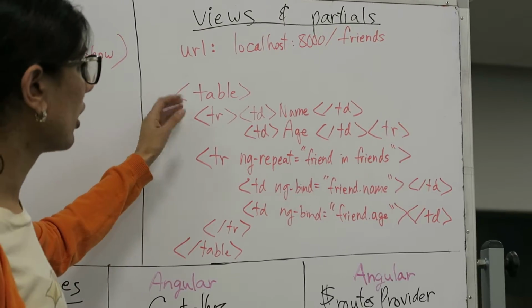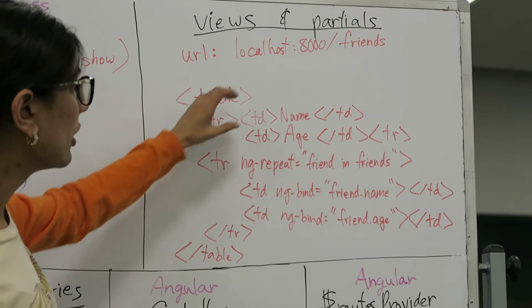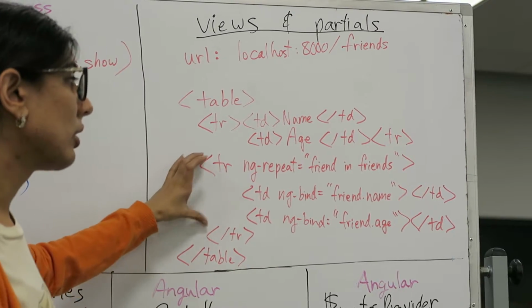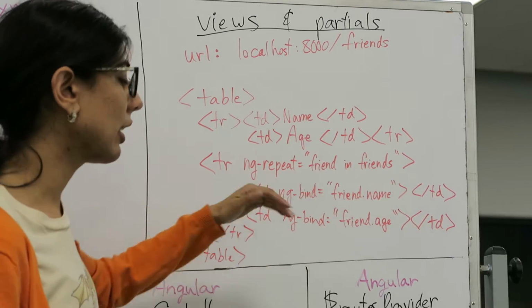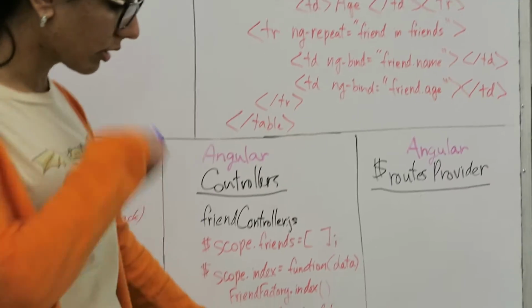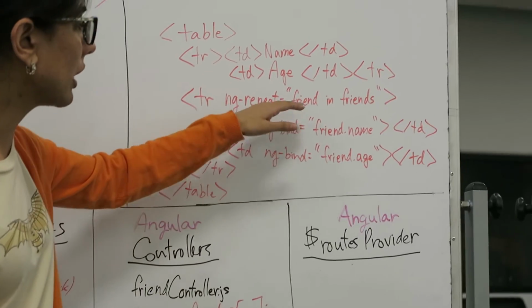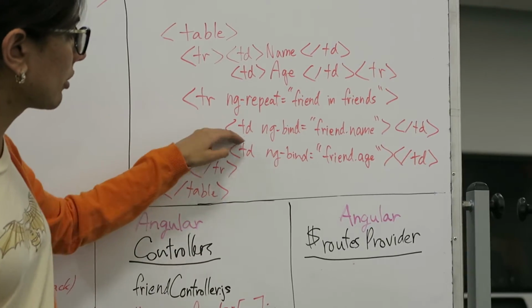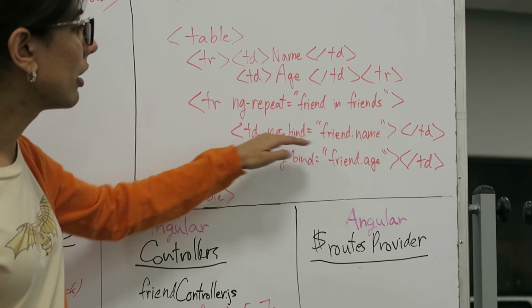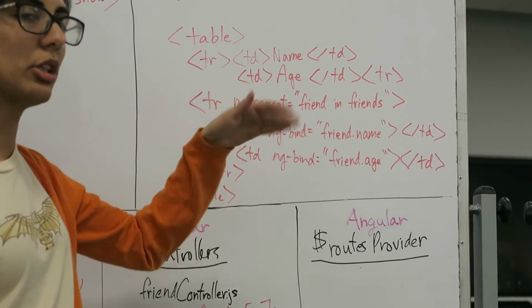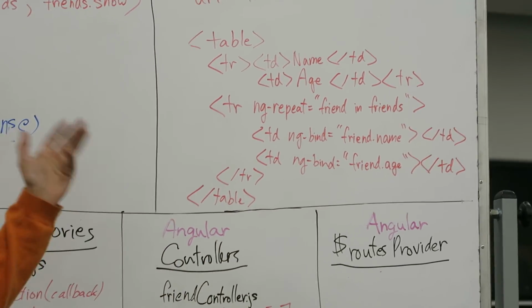This table basically starts with a header row, displaying a name and an age, and then it's going to run an ng-repeat on friend in friends, meaning it'll go through this friends array and iterate through it. Each friend, it'll display using ng-bind. It'll display that friend's name and then the friend's age, and it'll just show each friend as a row in the table. And now we have all our friends.